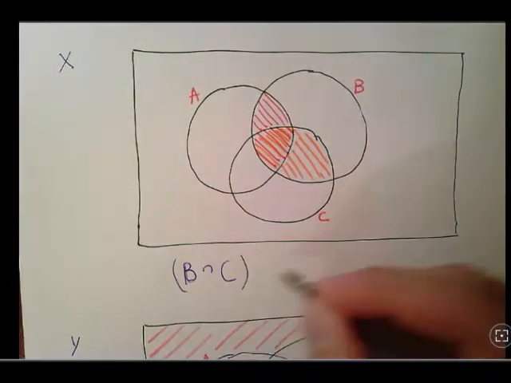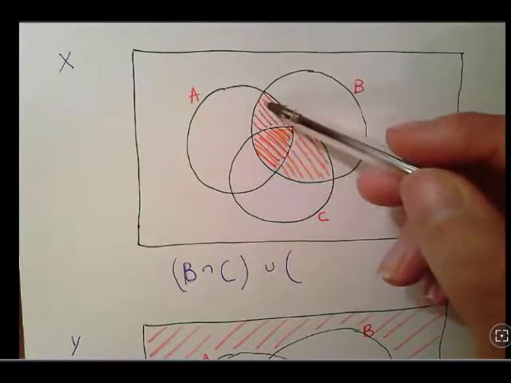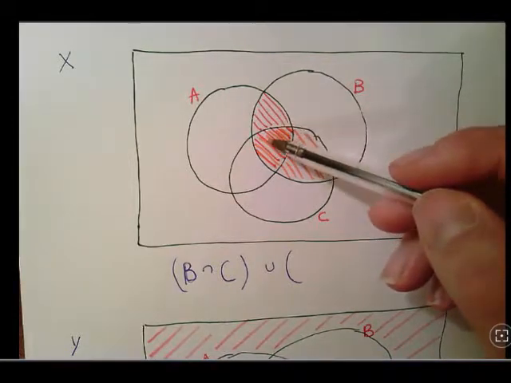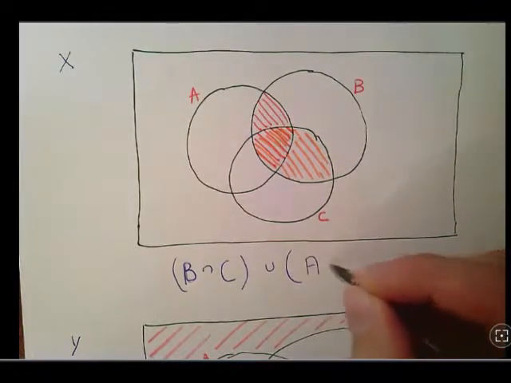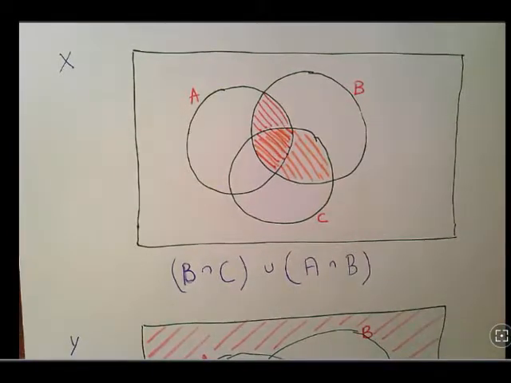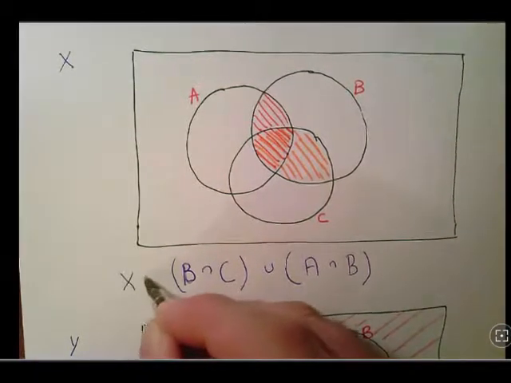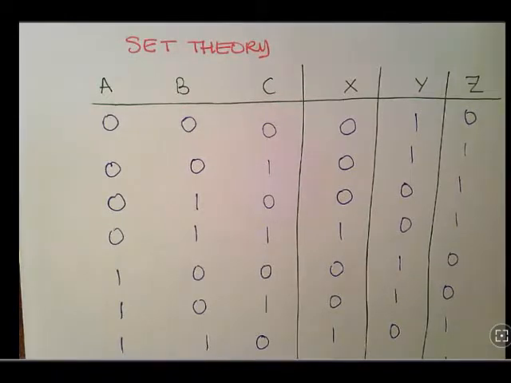union this region here and this region here. Collectively, everything I shaded in red, including the intersection region of all three, is the intersection of A and B. So that is how we could express X. It's the union of the intersection of B and C and the intersection of A and B, or A, B and C if you prefer. Okay. Good stuff. Now what we're going to do is go on to Y. So I'm going back here to Y.